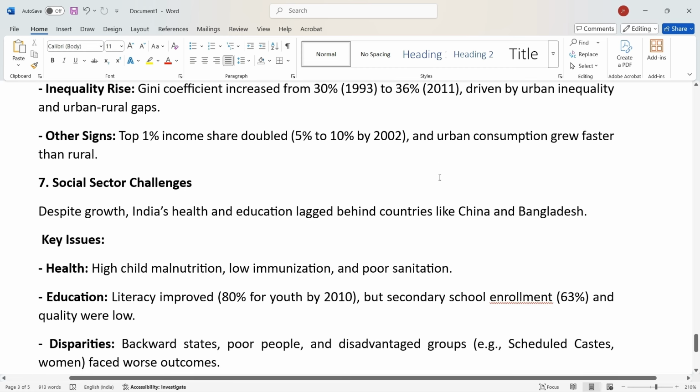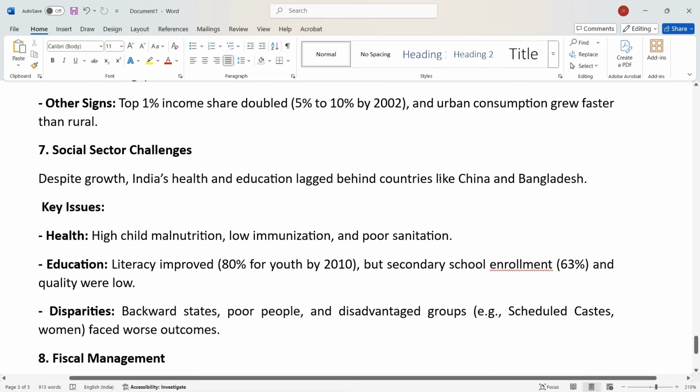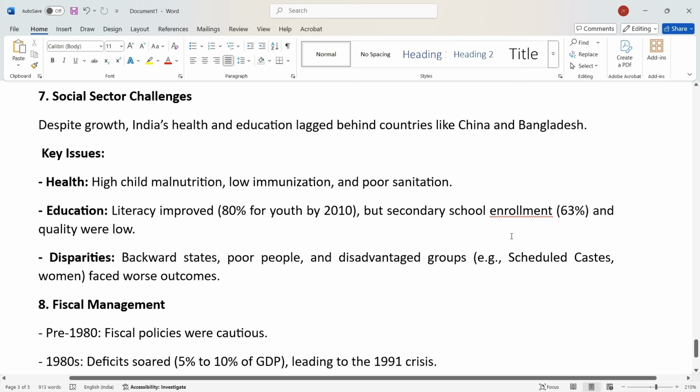Let's see what social sector challenges were present in the economy. Our country was having growth, but India's health and education were still behind other countries like China and Bangladesh. There were various issues in the health sector, like high child malnutrition, low immunization, and poor sanitation. When it comes to education, literacy improved to 80% by 2011, but secondary school enrollment was still low.